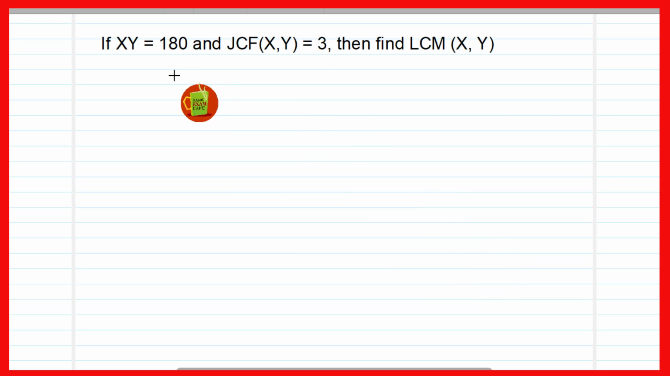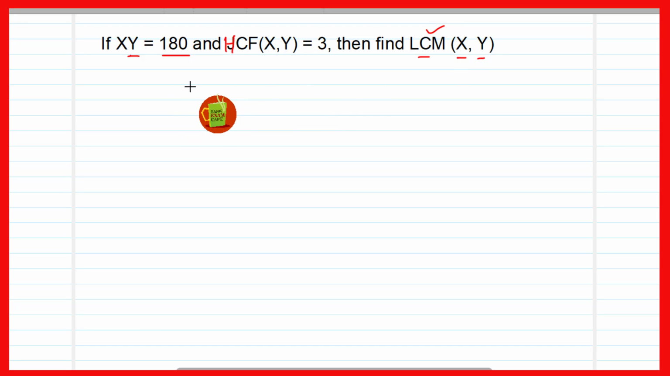Now here is the first question on the screen. If xy is equal to 180 and HCF of x and y is equal to 3, then find LCM of x and y. Friends, x and y are the two numbers whose HCF is given as 3 and the product of those two numbers is given as 180, and we have to find the LCM of those two numbers.